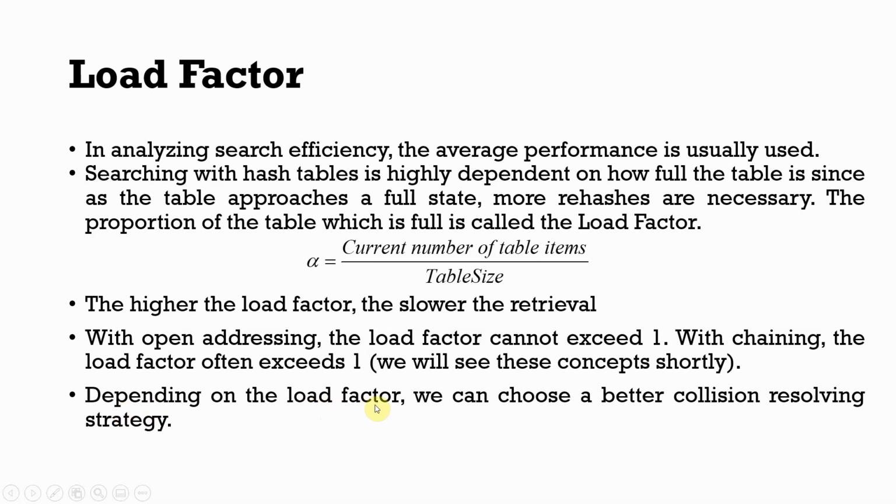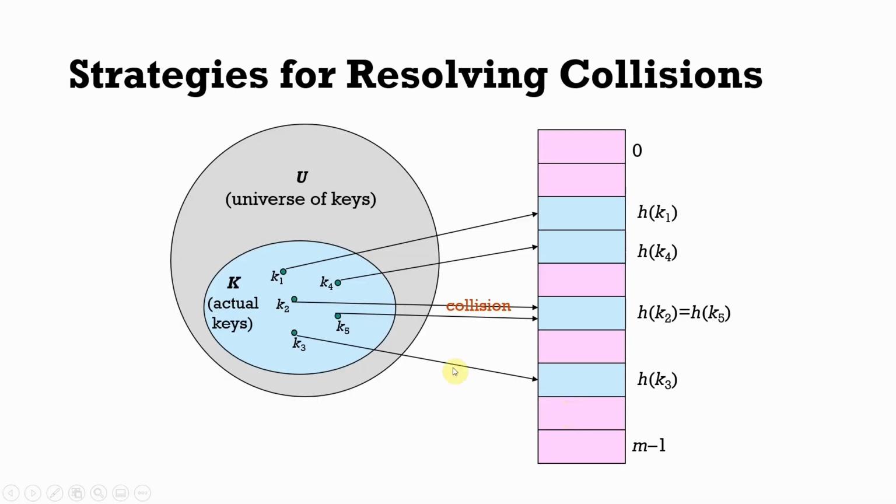Depending on the load factor, we can choose a better collision resolving strategy. We'll talk about collision resolving strategies, how to avoid collisions. To choose a good collision resolving strategy, we have to look at alpha, how full our table is. So we'll see that we are going to work with this load factor very frequently when we talk about collisions.